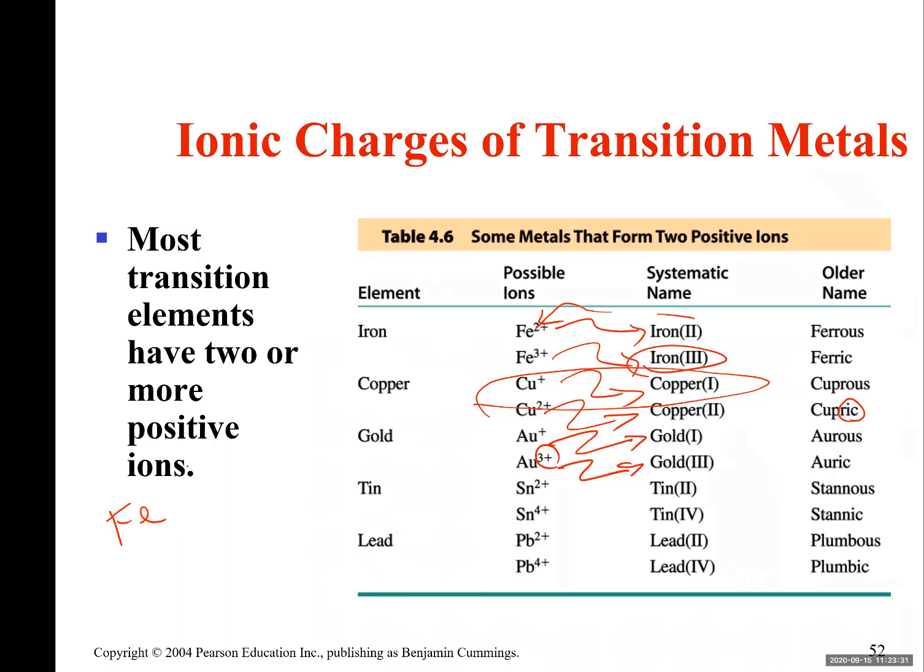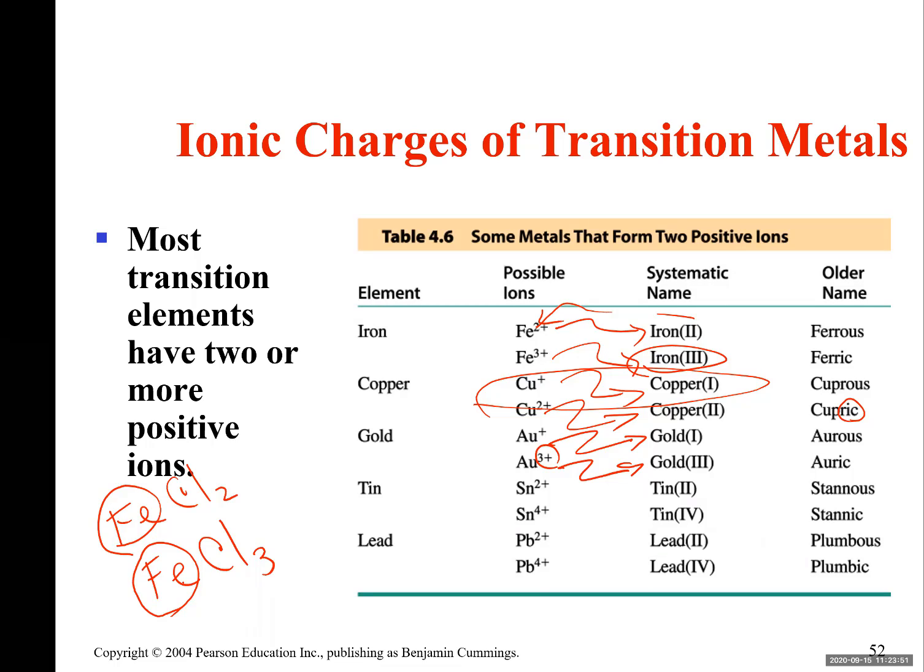what is the difference between these two? What do you call these two? In other words, what is the charge of iron in FeCl2? What is the charge of iron in FeCl3?